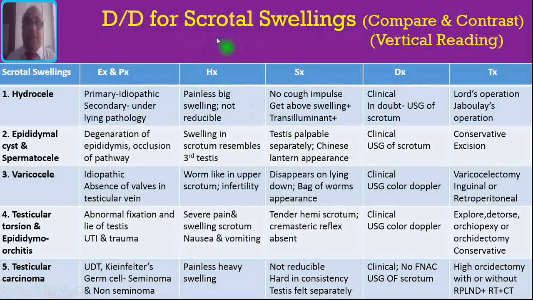So this is the tabular column. I have talked about this tabular column in all my previous videos also. The important thing is you can use this as a ready reckoner to clinch the correct diagnosis. The main thing is you have to compare and contrast your most probable diagnosis with all other diagnostic possibilities by doing what is called vertical reading of these columns. So this will be very useful to clinch the correct diagnosis.